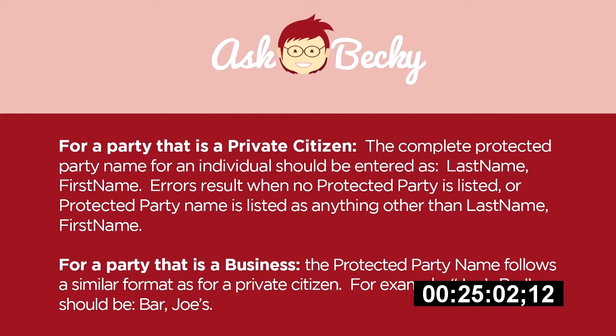If the protected party is a business, you follow the same grammar rules. For example, Joe's Bar would be listed as bar, comma, Joe's.